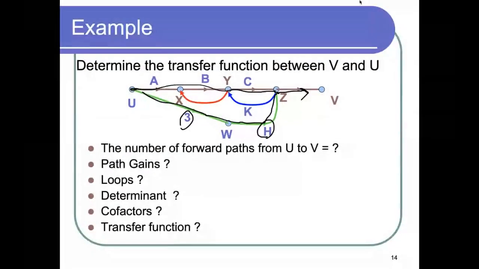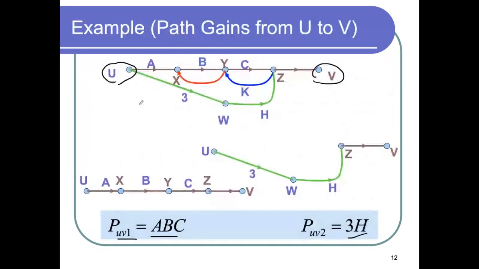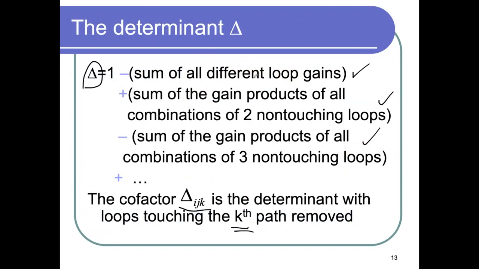But the message here is the following, that you have one determinant for the entire graph, and you can easily compute the path gains going from one node to another. So the only thing left to you to use Mason's formula is really just to get the cofactor, which is also easy to compute. And once you do that, you know the transfer function of any signal flow graph. The cofactor delta ijk is the determinant with the loops touching the kth path removed.